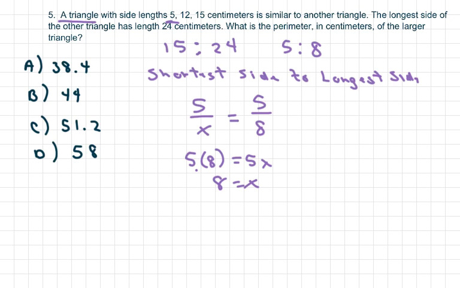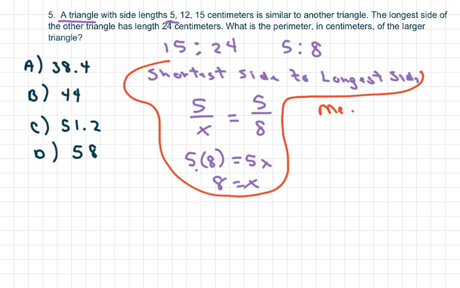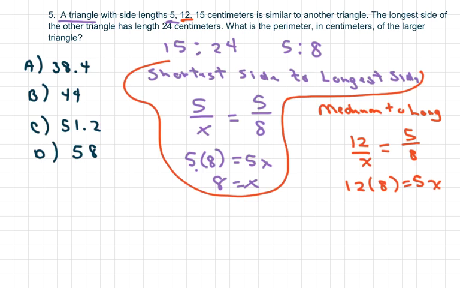Now let's do the medium side to long side. So this was this one. Now let's do the medium to long side. So we're still going to have 5 over 8 here, and our medium is going to be set up to 12 here. 12 over x. And cross multiply, and you're going to get 12 times 8 equals 5x. So 96 equals 5x. So x equals 19.2.